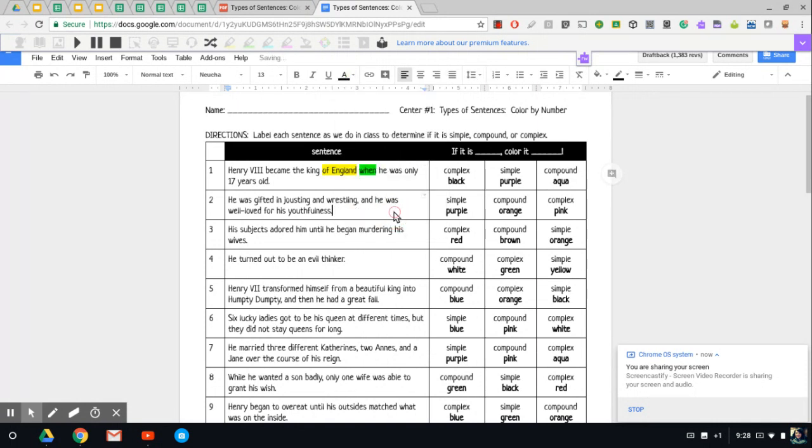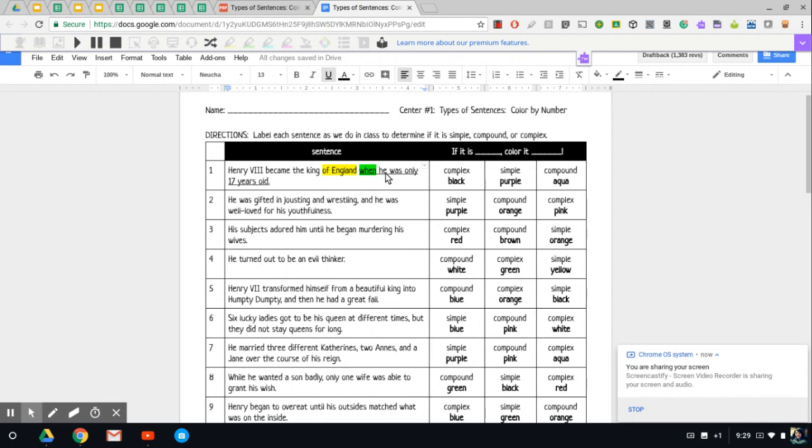I'll highlight it green. So if when is a subordinating conjunction, that tells me the dependent clause is when he was only 17 years old. And so you should underline that. And then within that clause, you need to label the subject, which is he, and then the verb, was.